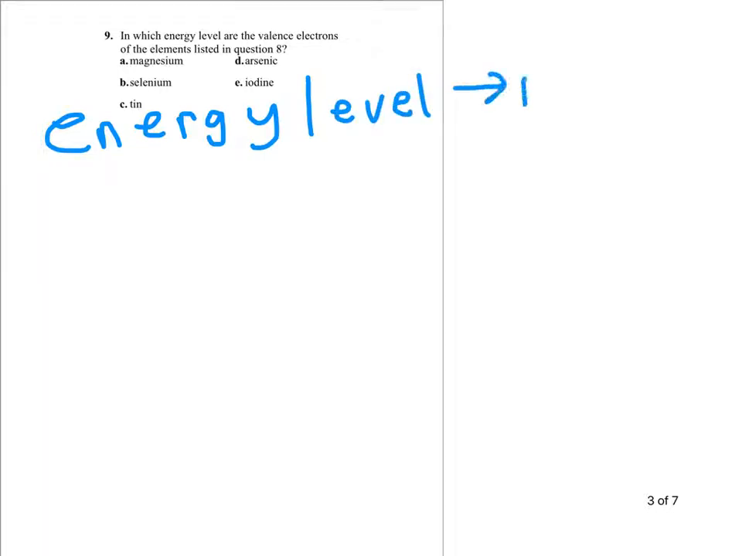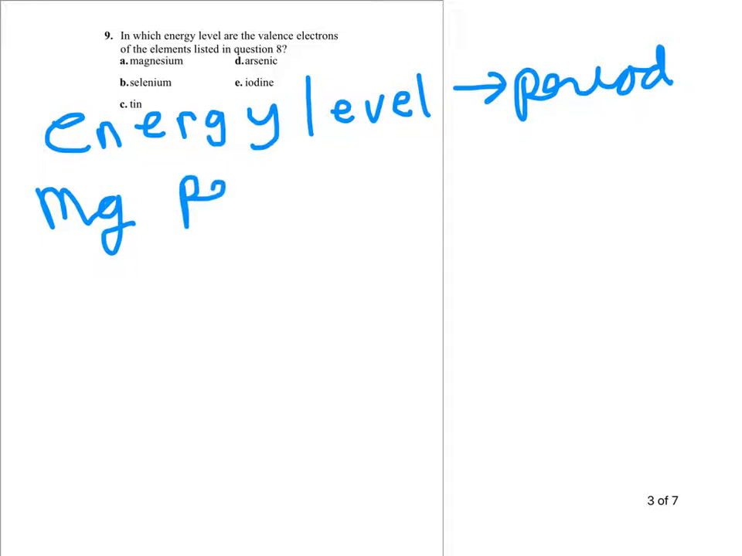Question 9, we're using the same elements, but this time we want to know what energy level the valence electron is in. And our energy level always corresponds to the period. So magnesium is in period 3, so it's in the 3rd energy level.